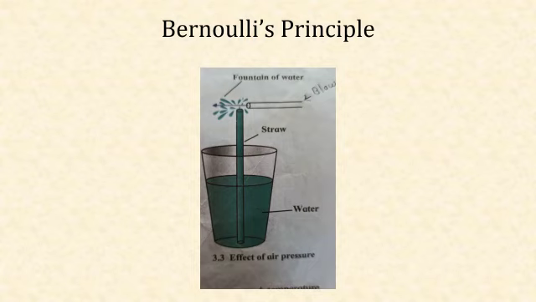As the pressure of the air near the opening becomes less than the atmospheric pressure, the water in the cup is pushed upwards from where the pressure is higher to where the pressure is lower. The water comes out in the form of a fountain. When there is a difference in air pressure, the air always flows from the place of higher pressure to the place of lower pressure.